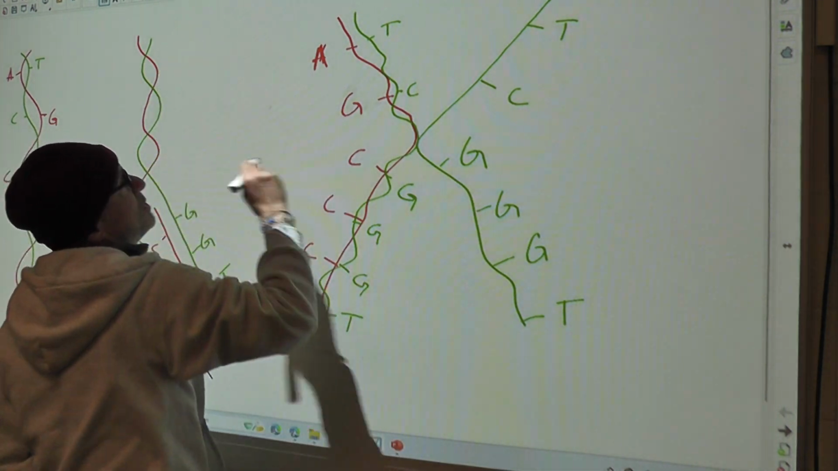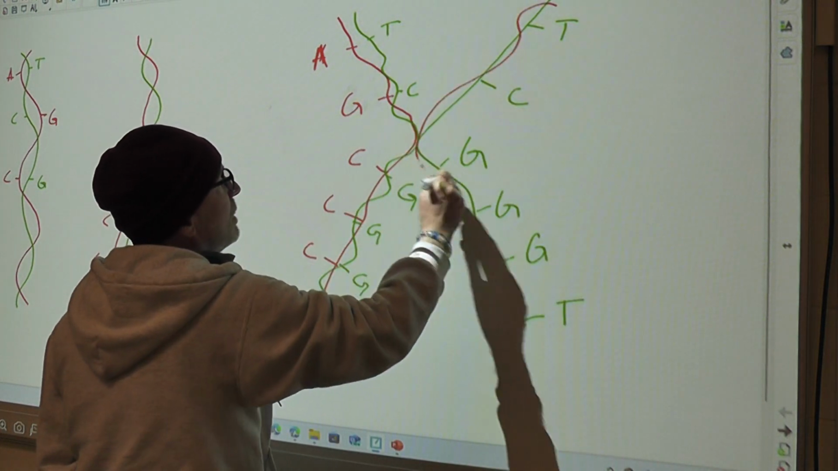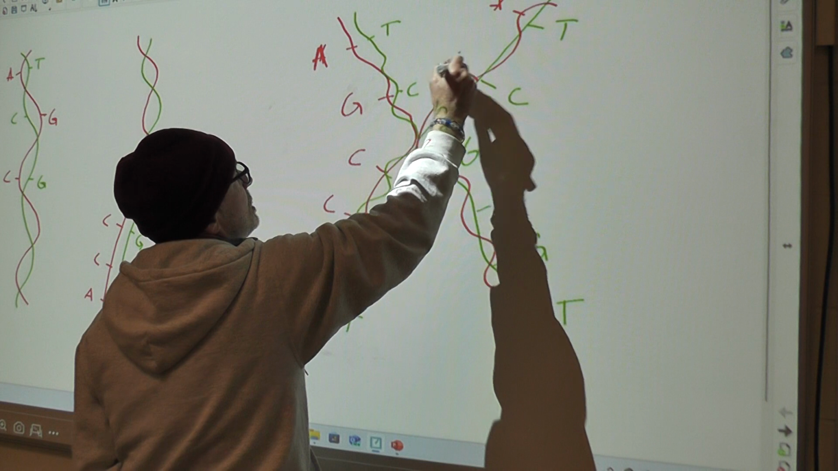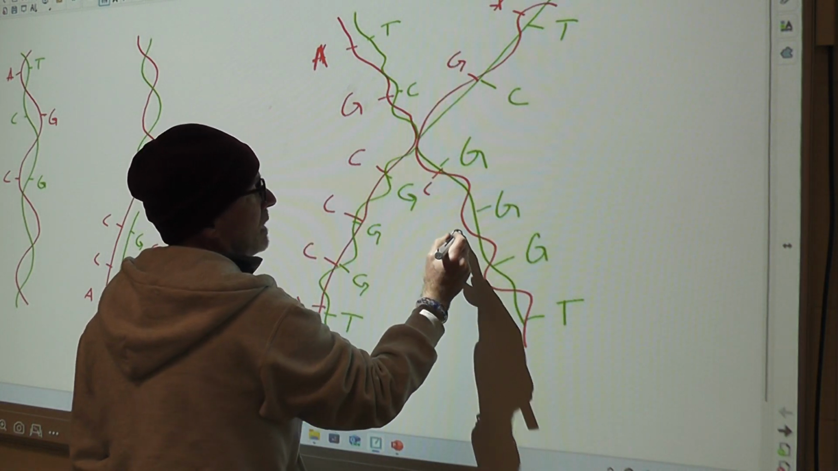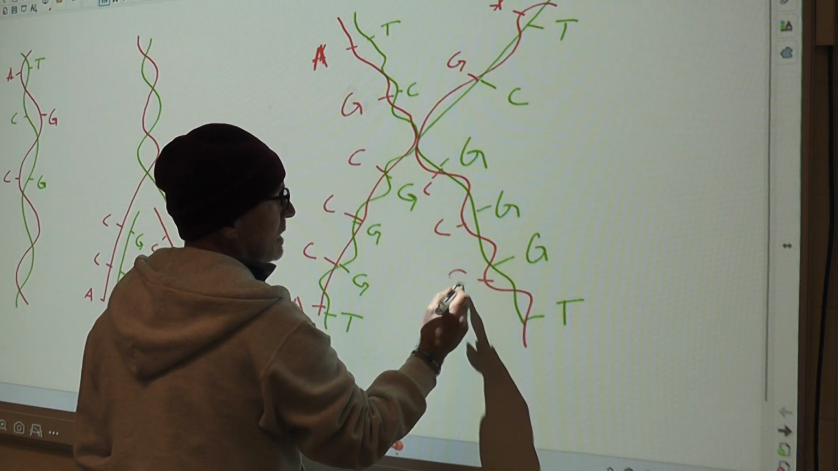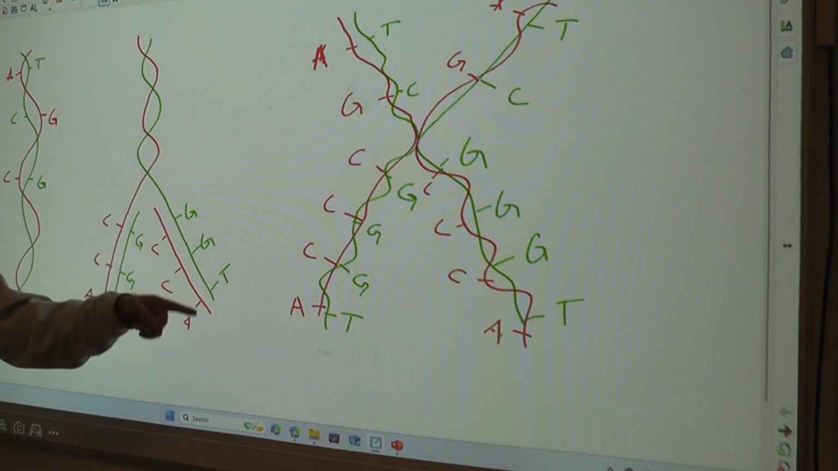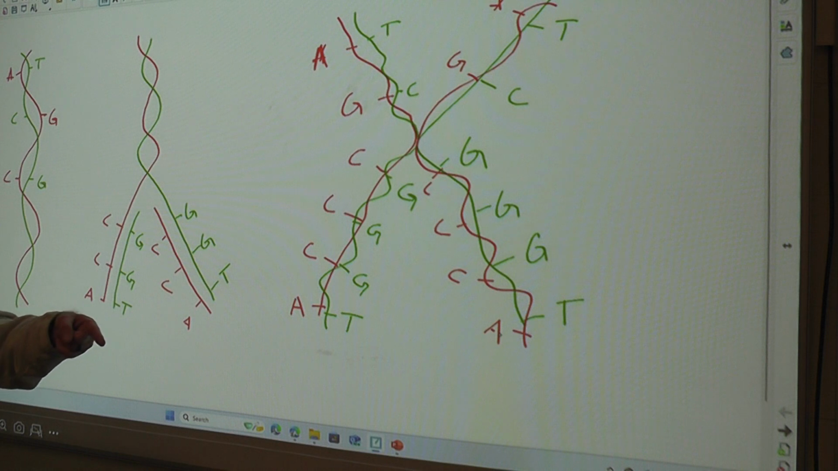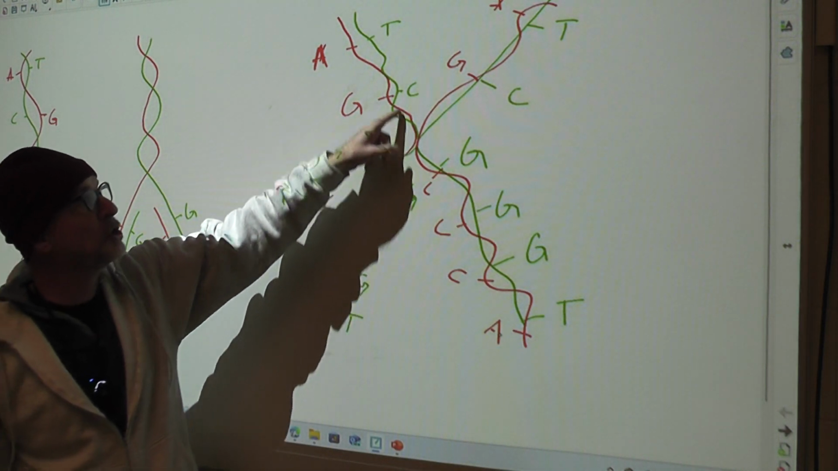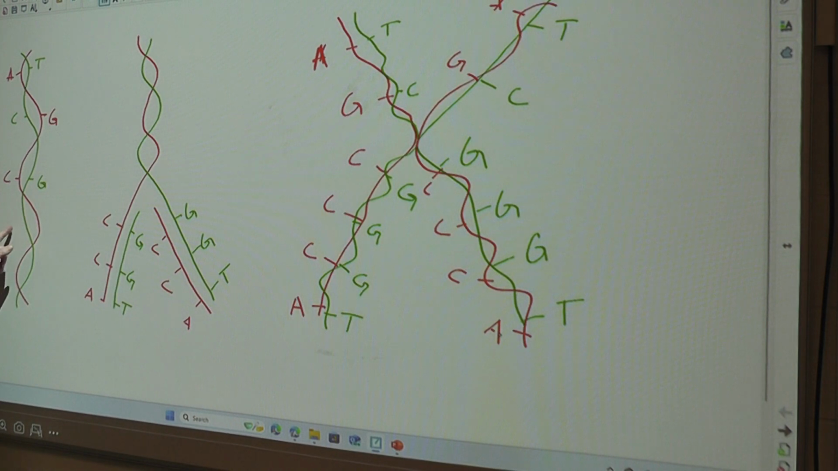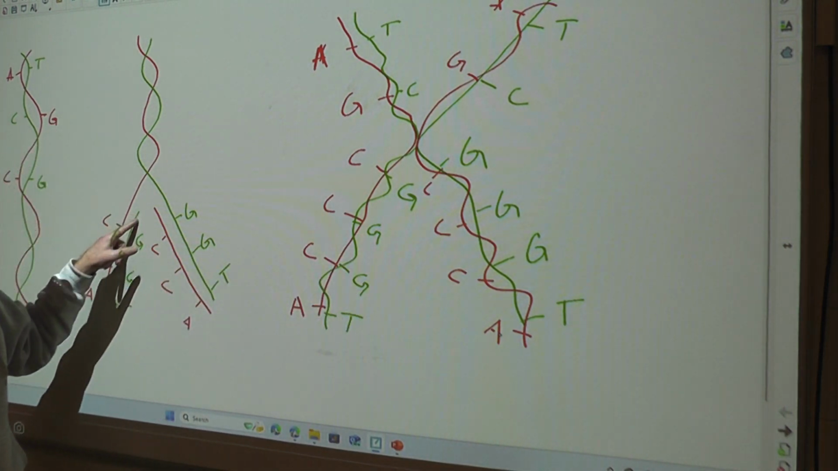And we have a new red strand along here, and that one's going to have an A, and a G, and a C, and a C, and a C, and an A. So all the red strands are the same, and all the green strands are the same. This original double-stranded chunk of DNA is the same as this new chunk of double-stranded DNA, one piece of which came from the original, and one piece of which was added on.